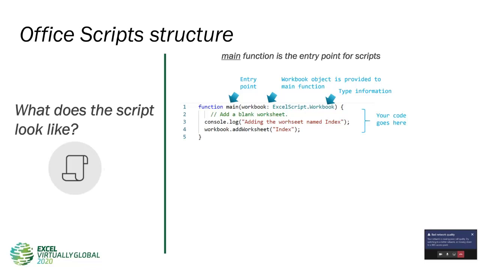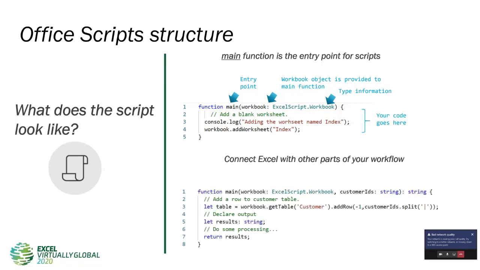Now, let's look at another scenario that really highlights the power of Office Scripts. This is when you want to connect your Excel workbook with other parts of your workflow. You may have a specific scenario in mind where you want to plug in the data, some processing, or the calculation power of Excel within your workflow. We made that part really easy. Information can now flow into your script and out of your script quite easily. Compared to the previous code snippet, there are a couple of additions that I want to highlight.